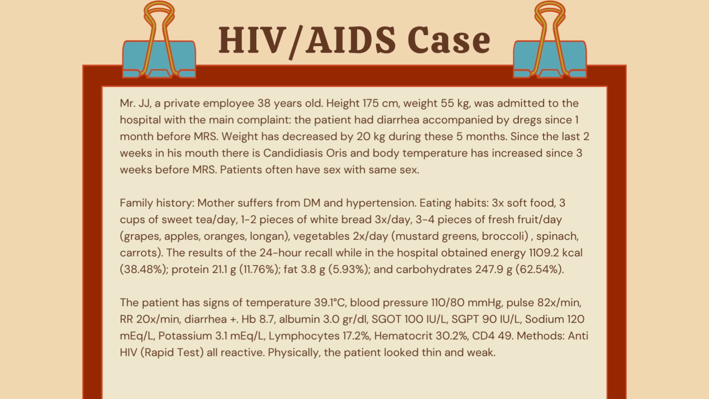Family history. Mother suffers from DM and hypertension. Eating habits: 3 times soft foods, 3 cups of sweet tea per day, 1 to 2 pieces of white bread 3 times per day, 3 to 4 pieces of fresh fruit per day, grapes, apples, oranges and longan. Vegetable: 2 times per day, mustard greens, broccoli, spinach and carrots.